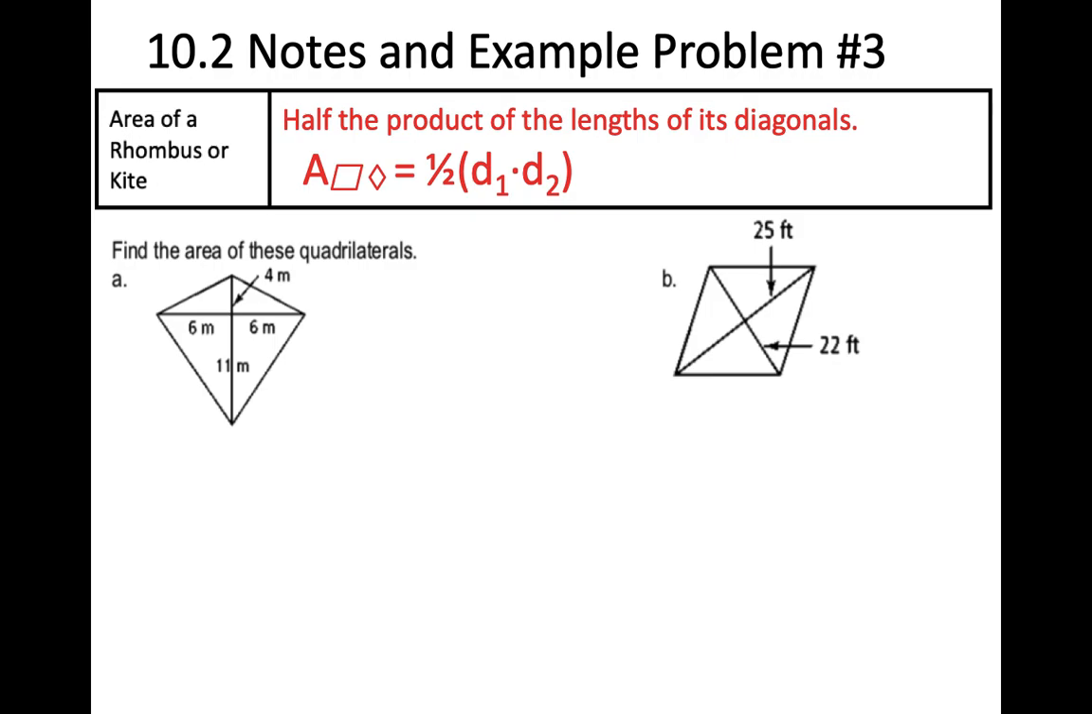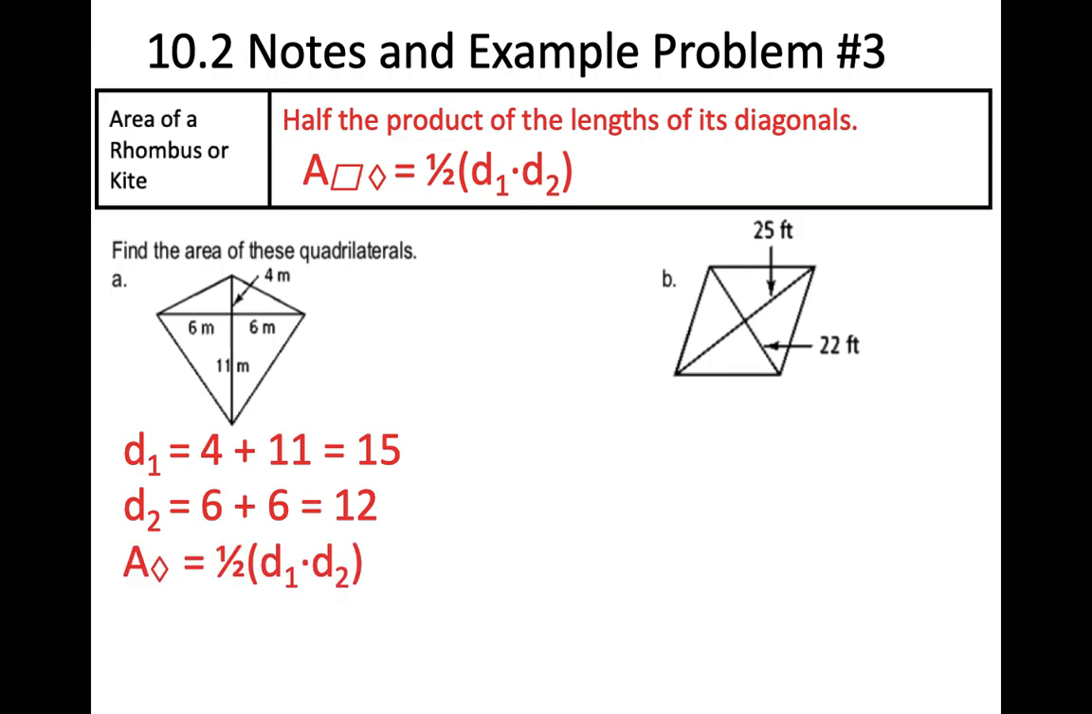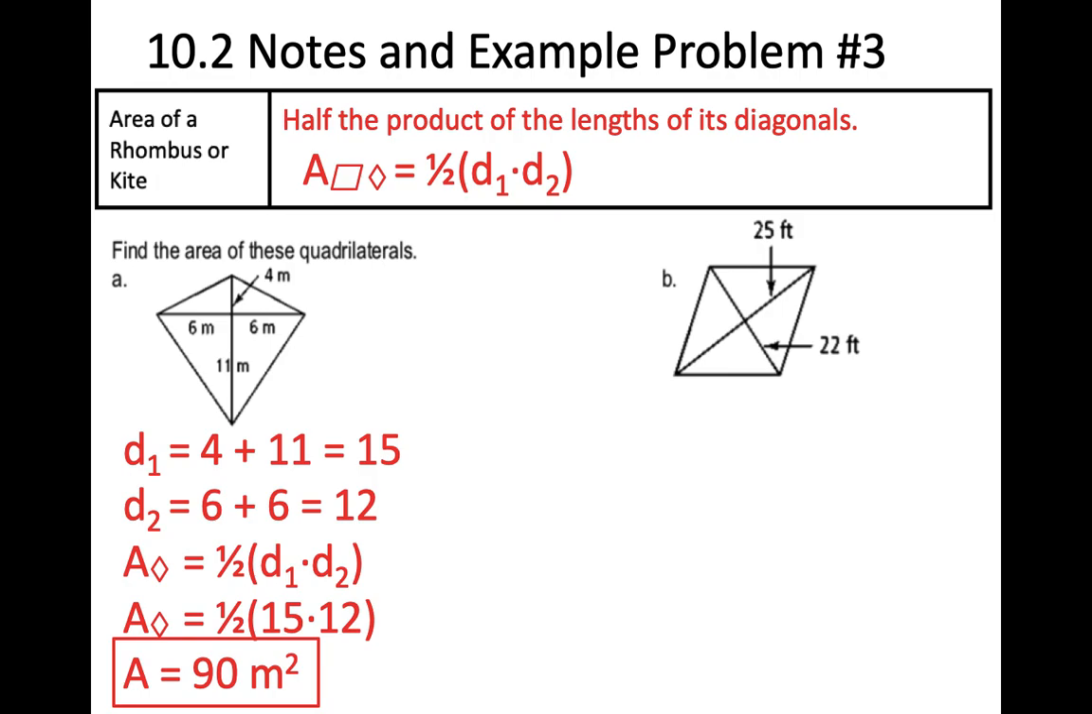So let's find the area of this kite here. Diagonal 1 is going straight up and down. The top piece is 4 and the bottom piece is 11, so that would be 15. Diagonal 2 goes across from left to right. That would be 6 and 6. Put that together, that would be 12. The formula for a kite is 1/2 diagonal 1 times diagonal 2, so that's 1/2 of 15 times 12, which would get me 90 square meters.